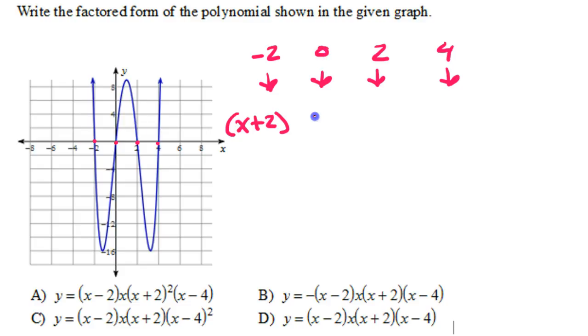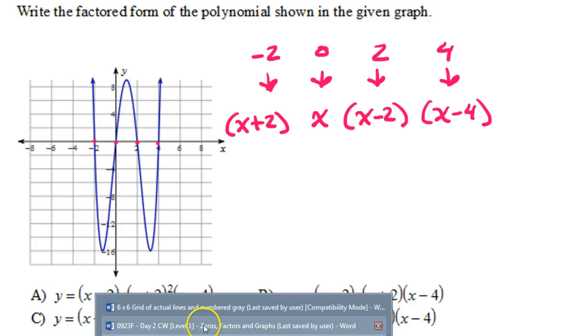If I have 0, that means the factor was just x, because x equals 0, you're done. If you have +2, that would come from x minus 2. Okay, and +4 would come from x minus 4. So I have these. Now, sometimes we have to square these or cube these or something like that.